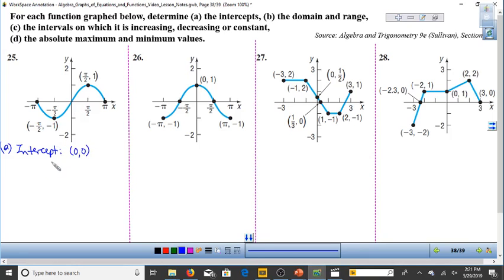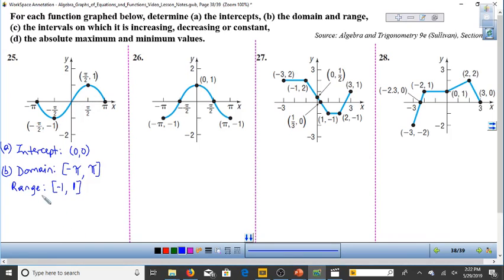That's not an interval, that's a point. Then the domain of the function is pretty clear from the graph again: the lowest value is at negative pi, and the highest value is at positive pi. And then the range, the lowest value we get is -1, and the highest value is +1. As you can see, this is an odd function.